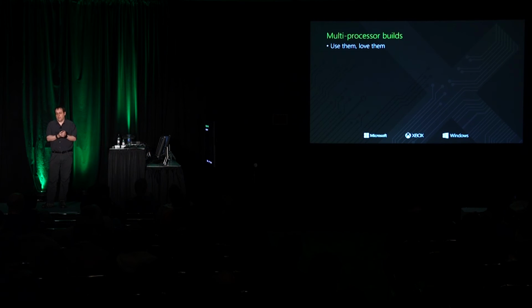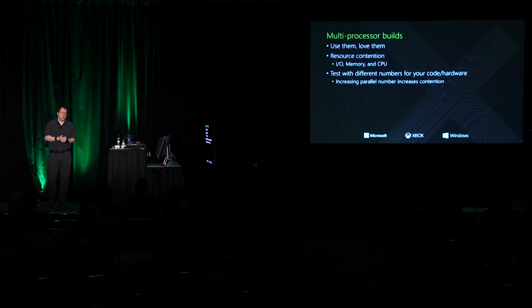So it's common knowledge that the compiler can do more than one source file at a time. Obviously, we also have distributed build systems, so we should all be using multiple processor builds. However, there is a gotcha to watch out for, and that's resource contention. So how many people here know that virtual alloc can actually time out?